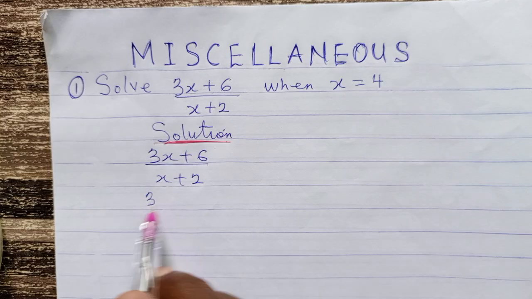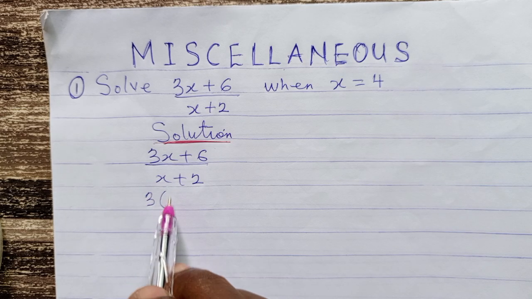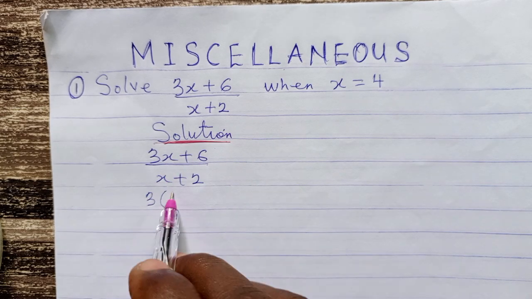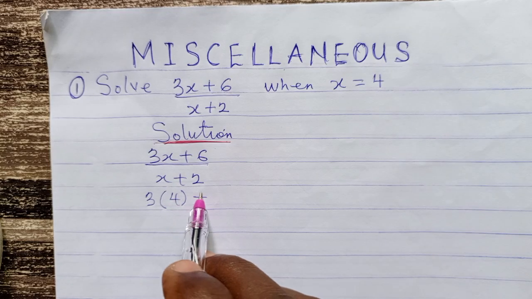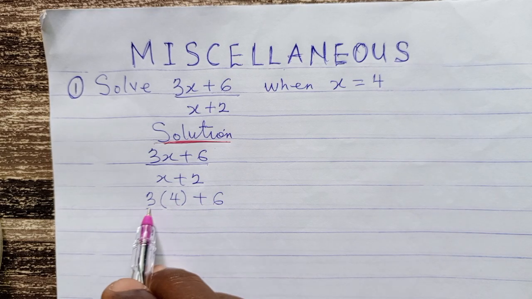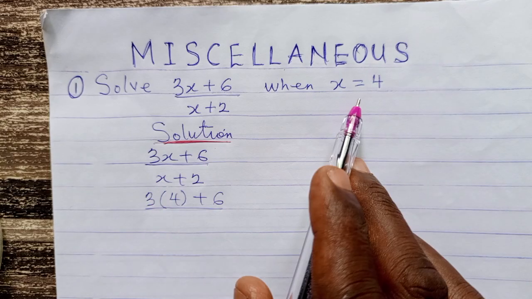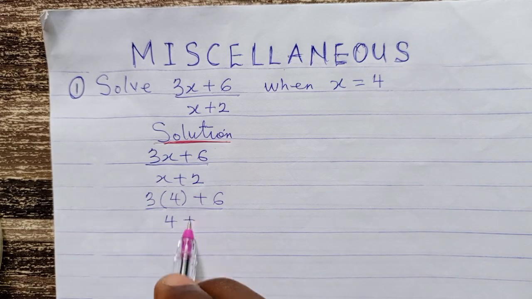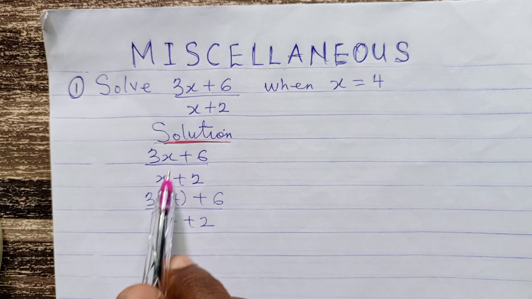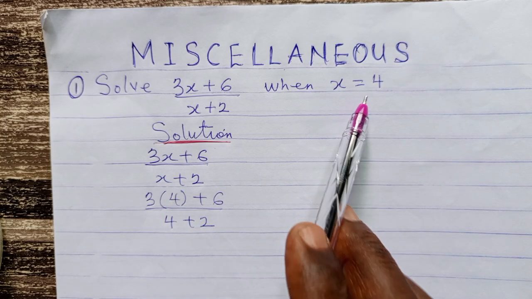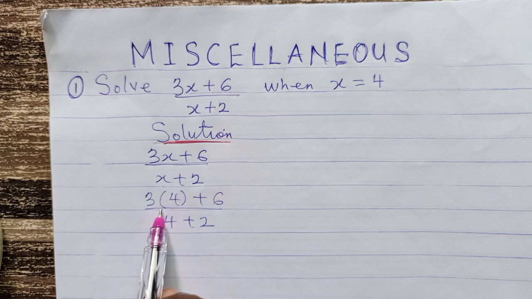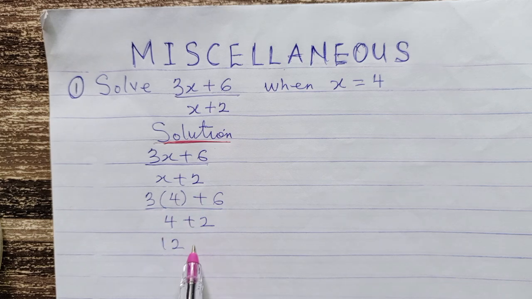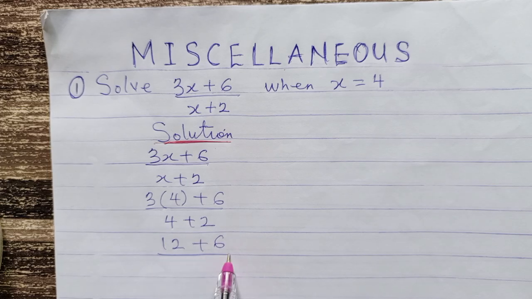That will give us 3 into brackets. What is x? x is 4. 4 plus 6, divided by x is what? 4. 4 plus 2. Okay, so all the x has been replaced with 4. So remember, bracket means multiplication. So 3 times 4 is what? 12. 12 plus 6 divided by 4 plus 2 is what?